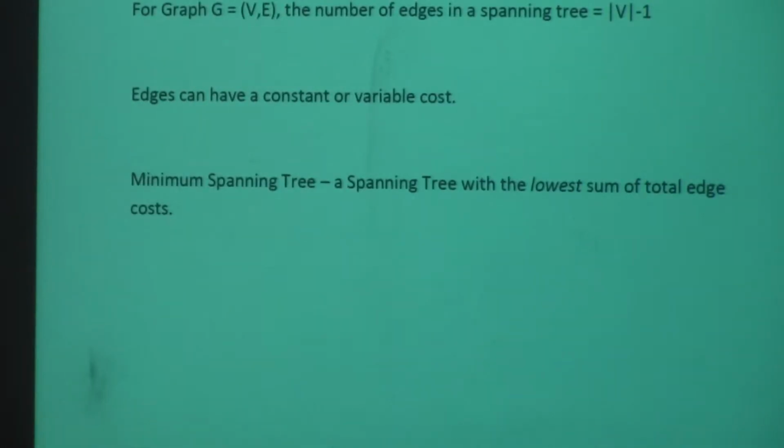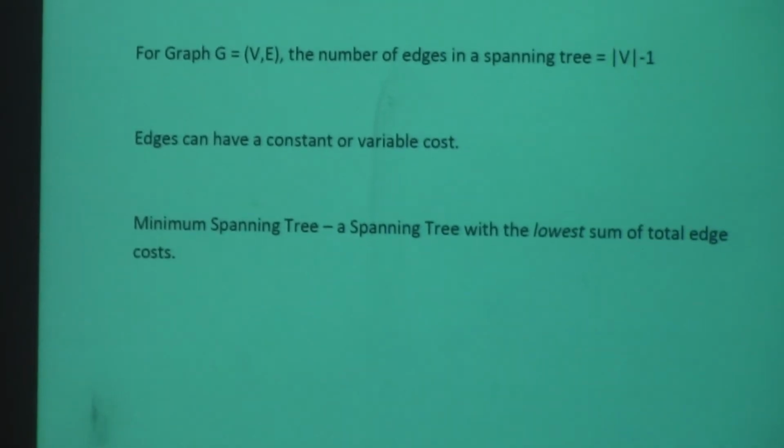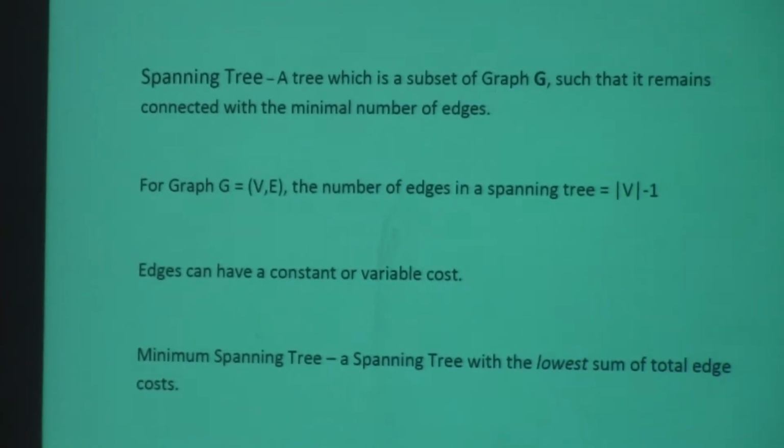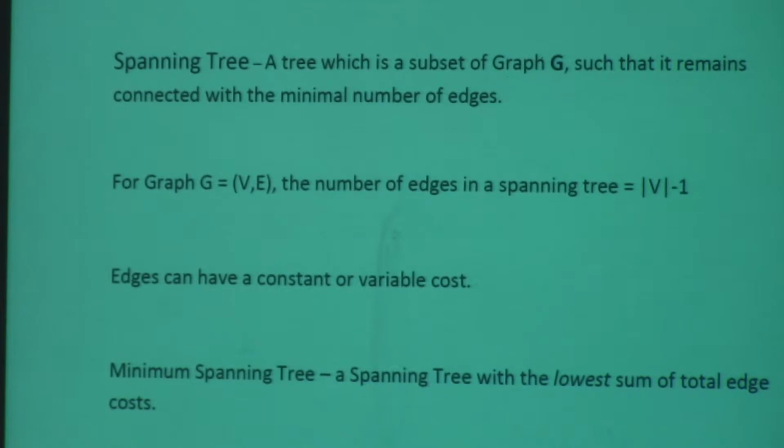Okay. Now, the next concept of graphs, we're going to talk about something called a spanning tree. A spanning tree is basically a subset of a graph such that the remaining part of the graph is connected with a minimal number of edges. And just so you make a note of that, spanning trees deal with undirected graphs or non-directed graphs. So this deals with not digraphs, but just ordinary undirected graphs.